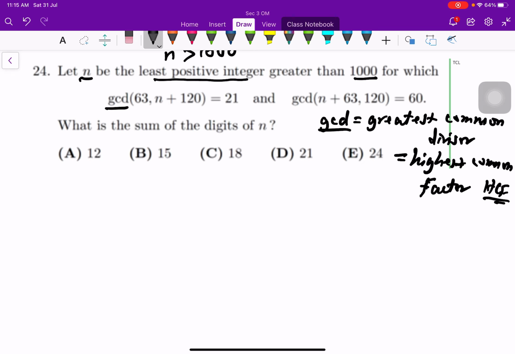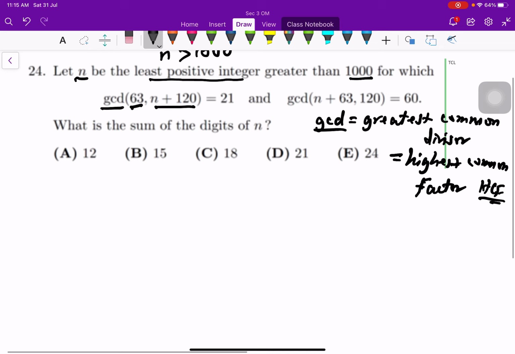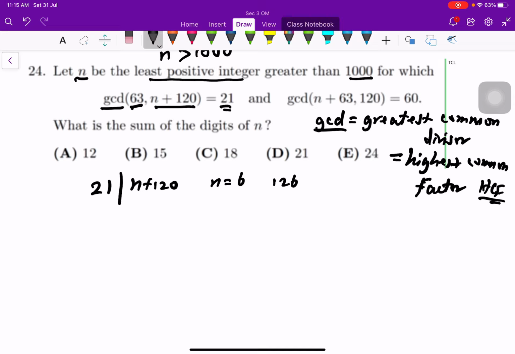Right? Okay. In this case, can you see that the greatest common divisor of 63 and n plus 120 is actually equal to 21. Therefore, obviously, in this case, I can say that 21 is a divisor of n plus 120. Right? Therefore, if I choose my n to be equal to 6, 126 divided by 21, I think you will get the answer to be 6. That means 126 is divisible by 21.